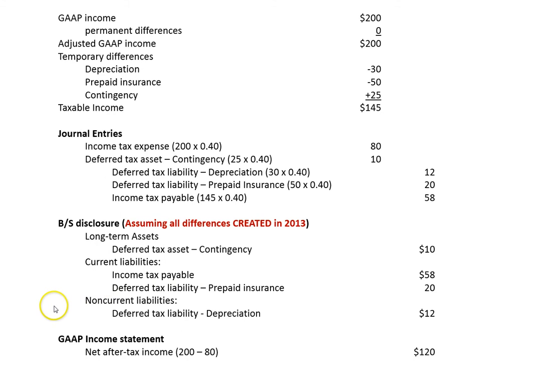And finally, just to complete the problem here, we've got the GAAP income statement. Our net after-tax income would be $120 million. GAAP income of $200 million minus our income tax expense of $80 million. That leaves us with $120 million of after-tax income. So that is exercise 19 illustrated here with multiple deferred tax items. We've got one deferred tax asset and a couple of deferred tax liability accounts here.